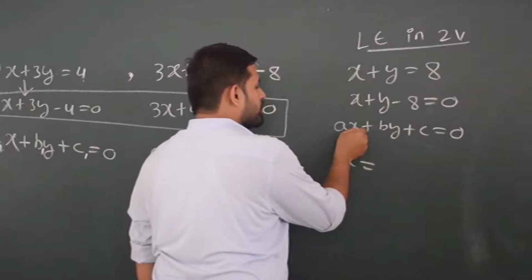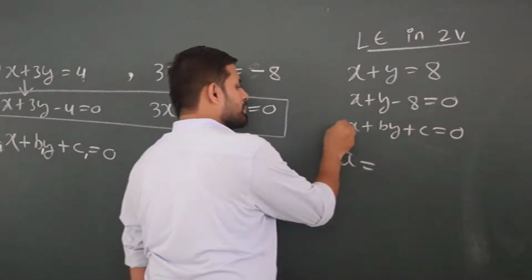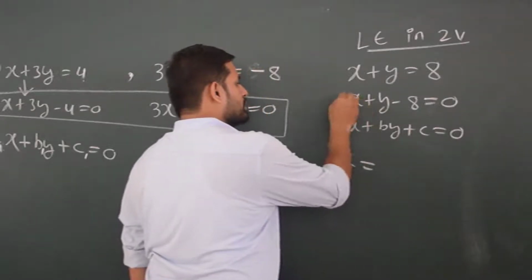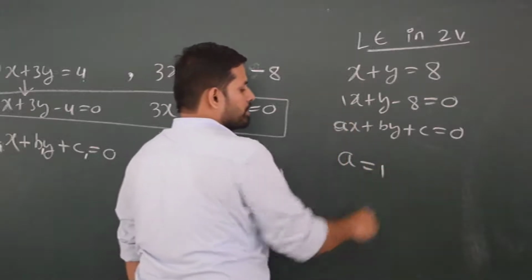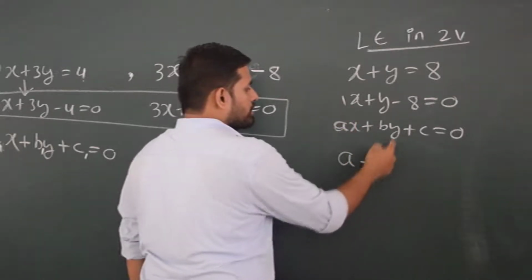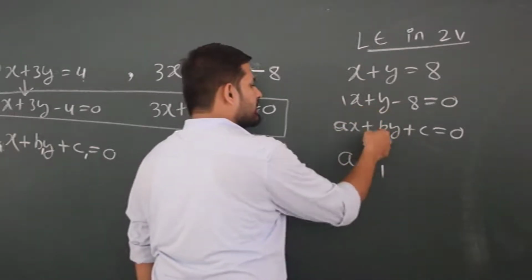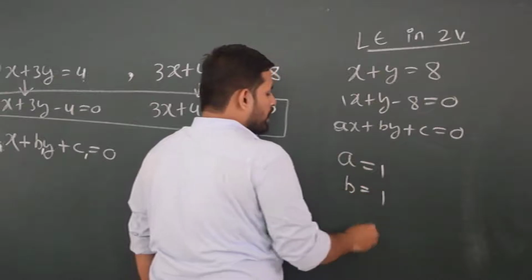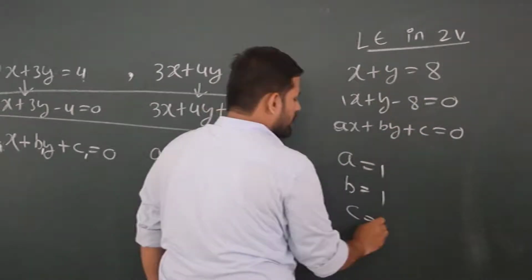Now if you compare, a means what? A is the coefficient of x. Behind this x it is there, means it is the coefficient. So behind this x what will be there? If nothing is there, it means 1 will be there. So that's why a is 1. Now similarly behind this y nothing is there, so b is 1. Then how about c? c is going to be minus 8.